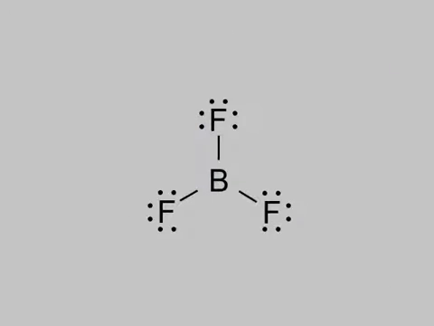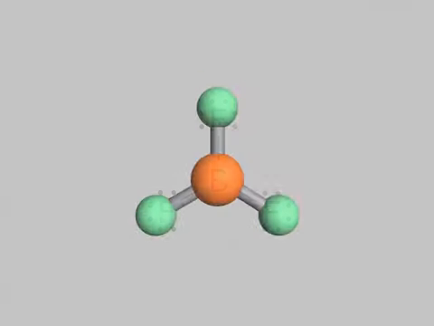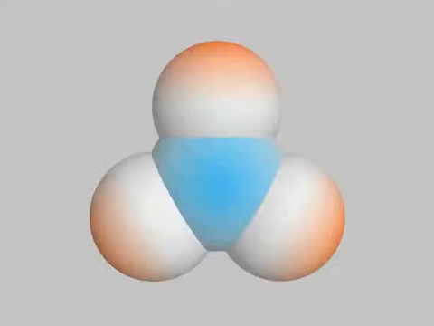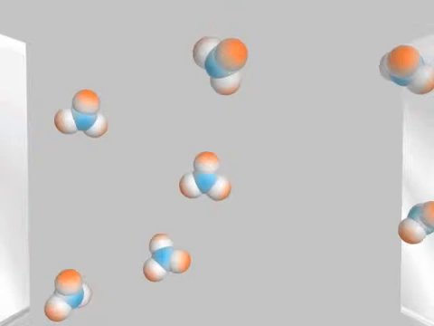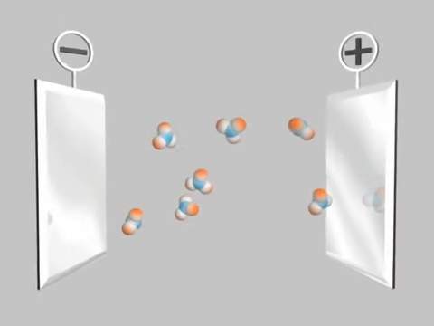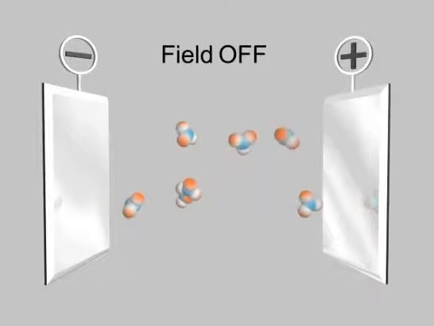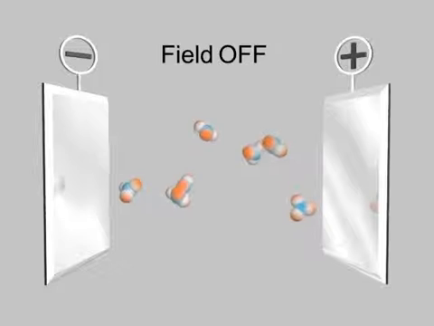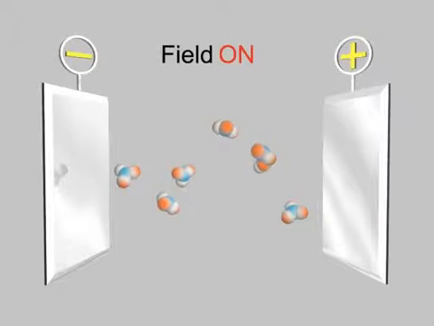The case of boron trifluoride is similar to that of CO2. Because the three highly polar bonds point to the corners of an equilateral triangle, the bond polarities cancel each other, and BF3 is nonpolar. The molecules are oriented randomly with the field off or on.